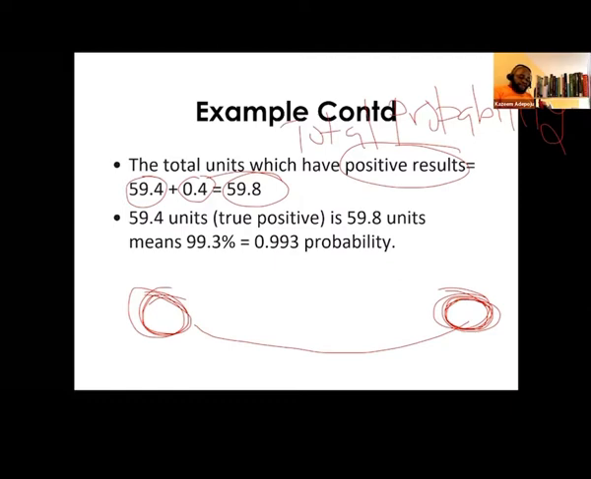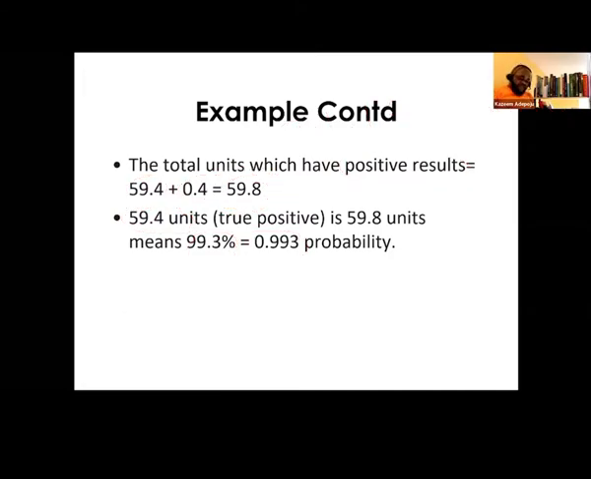Out of this total positive right here, the true one is the 59.4. That is a true positive. That is what we mean by true positive. So I want you to take note of that. If you now want to find the probability of correctly identifying those who have the disease, you do 59.4 divided by 59.8, and then you're actually going to have 99.3%.